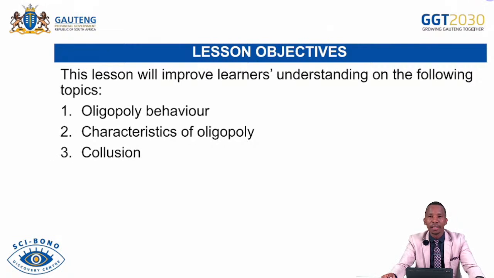Collusion will be explained. We have been talking about it in previous markets, saying there is no collusion, but it will be discussed in detail here, with different types of collusion being explained in this lesson for today.